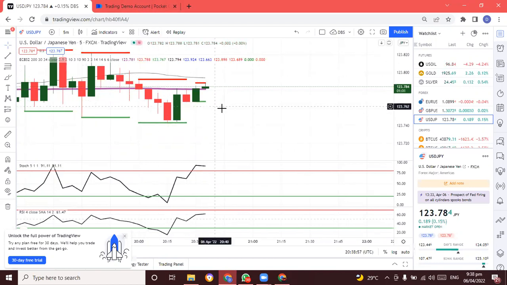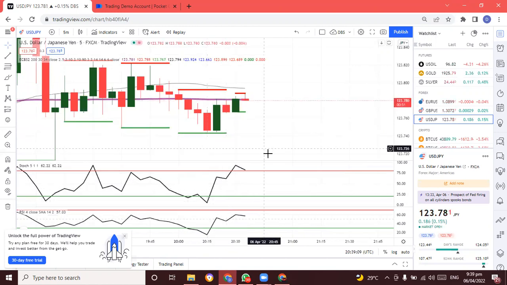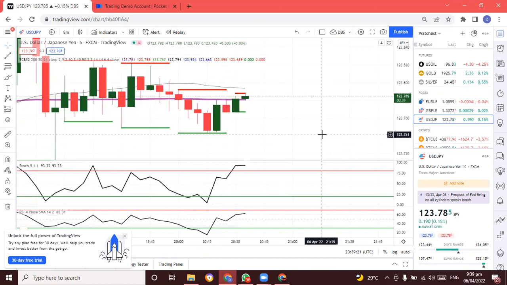This strategy is so simple for anybody to learn. Look at it here. This red, does it get to the green area? Yes, it got to the green. Stochastic, does it get to the green? Yes. RSI, does it get to the green? Yes. You can see it yourself. So what happened to the next candle? Just as simple as that. What happened to the next candle? It bought.